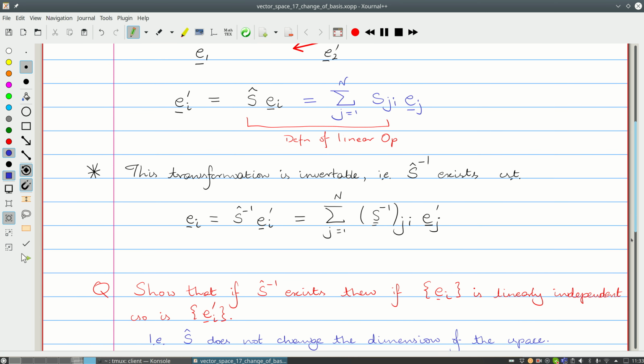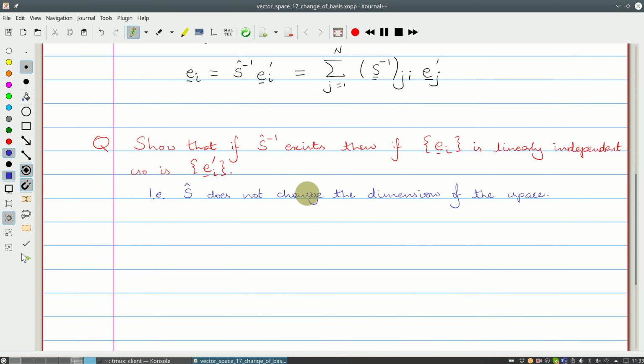Now there's one statement I'm going to make, and then we're going to prove it. If S inverse exists, that means if this reverse transformation exists, then if the Ei basis is linearly independent, which is what we always assume for a basis set, then so is the Ei prime basis. Basically, both of these are linearly independent sets, and that should hold only if this S inverse exists. In other words, the S transformation does not change the dimension of the space.